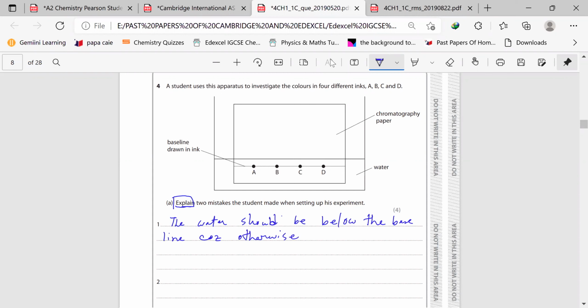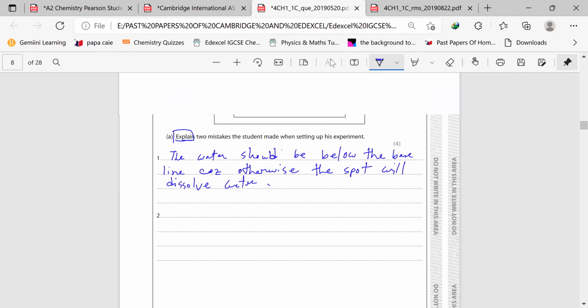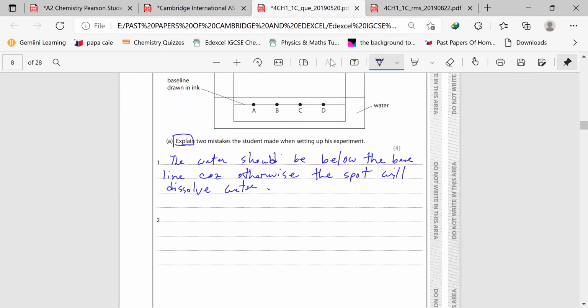What will happen? The spots will dissolve, right? Dissolve in water. Do you understand? So this is 2 marks. Spots will dissolve in water. Water is the solvent here, right? Next point. What is the other mistake?